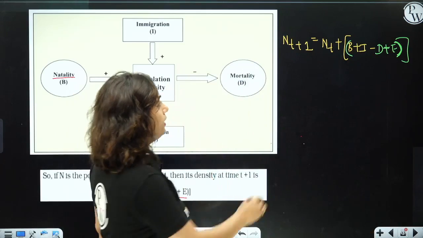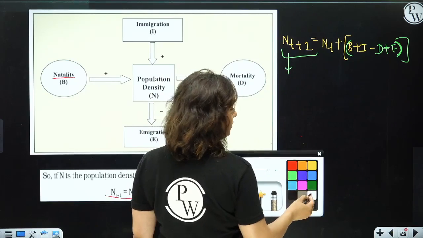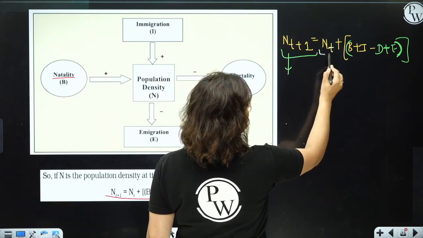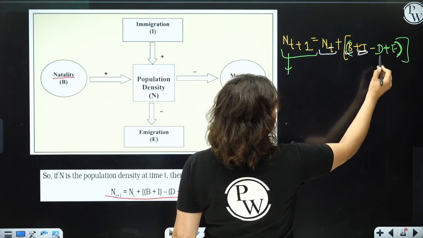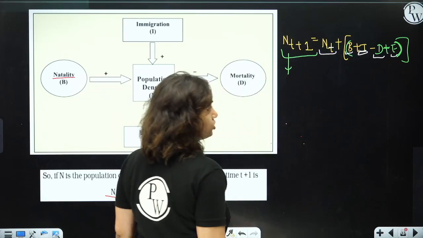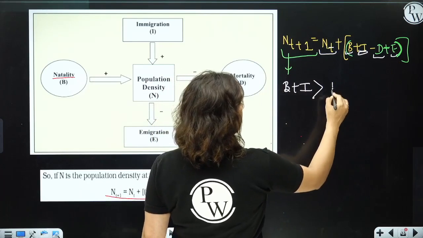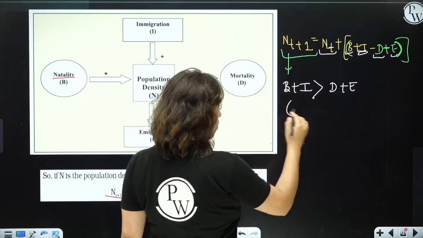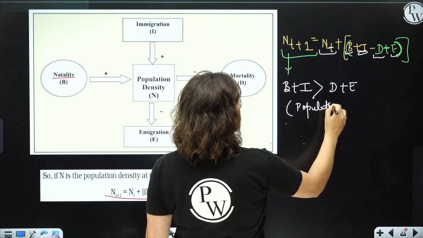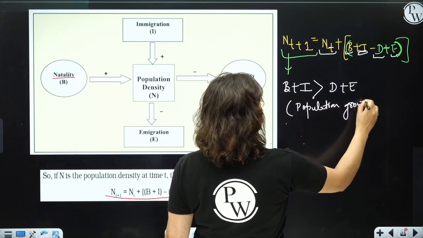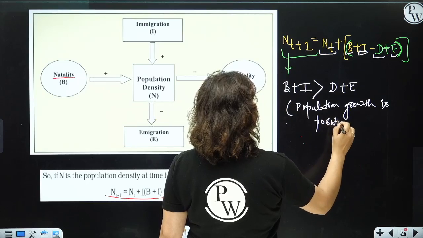N(t+1) means the population at time t+1, and N(t) means the initial population. B is the birth rate, I is the immigration, D is the death rate, E is the emigration. So if B plus I is greater than D plus E, obviously the population will increase. Here the population growth is positive. That means the population will grow.